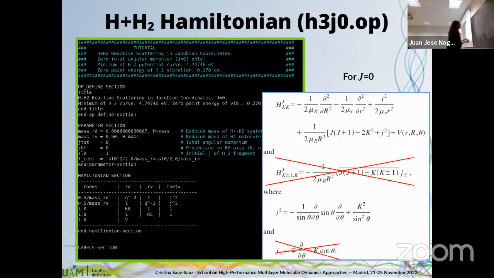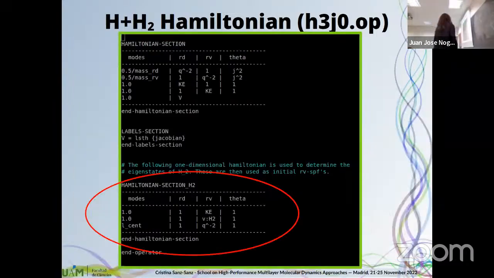But if you remember what I said before, we have to set our initial wave packet, and it has to be formed by a vibrational state of the diatomic molecule. The vibrational state of the diatomic molecule has to be calculated because it is not preset. You can have H2 plus, or F2, whatever. So if you go to the next slide, what you do is include another Hamiltonian section devoted to the H2 molecule. So this fragment here.